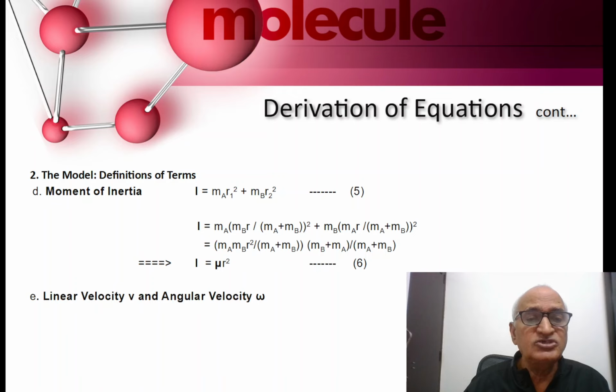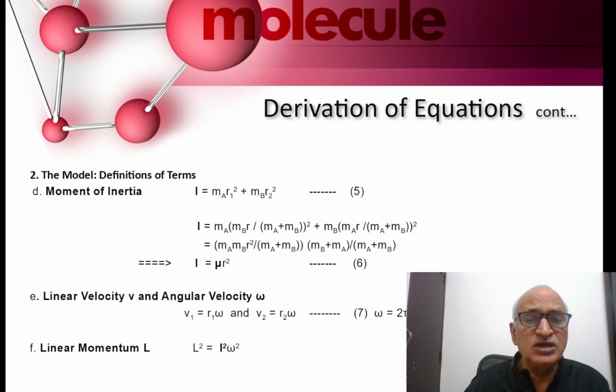Now linear velocity and angular velocity. You know, linear velocity v1 for atom A is equal to r1 omega. Similarly, for the atom B, the velocity v2 equal to r2 omega. Here omega is angular velocity and omega is given by 2 pi n, where n is the rotational frequency and pi is a well-known constant.